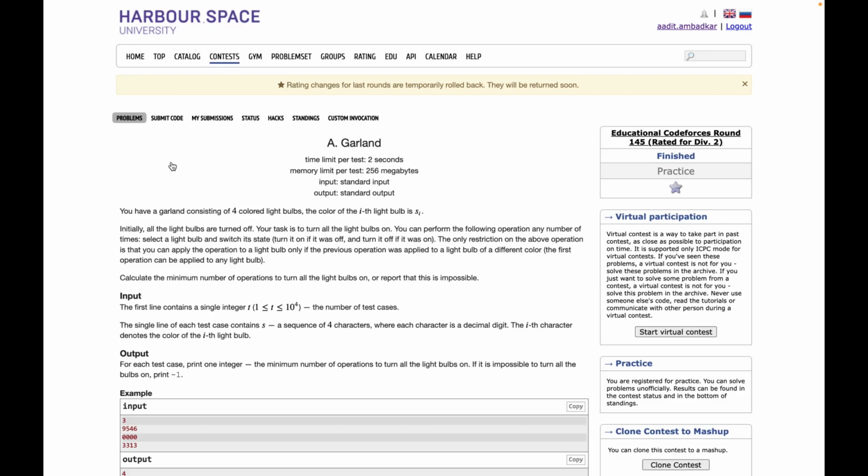You can only perform the following operation any number of times. Select a light bulb and switch its state on. The only restriction is that you can't apply the operation to a light bulb if the previous operation was applied to a light bulb of the same color. The first operation can be applied to any light bulb. You want to calculate the minimum number of operations to turn all light bulbs on, or report that it's impossible.